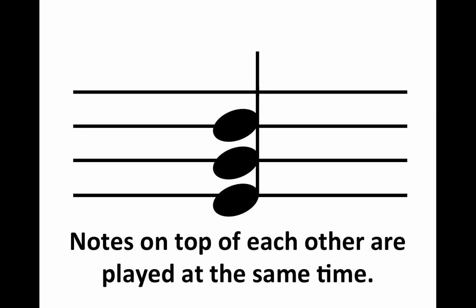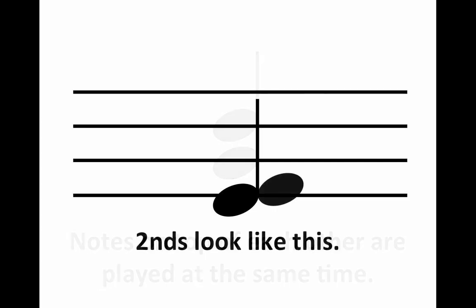Those three notes played together sound like that. A second looks like this, and it looks weird. You have one note smooshed out to the side, and that's because if you had them both facing the same direction, it would just look like a kind of smudge, and it would be really hard to tell what notes you were playing. So one note is set out to the side to make it easier to read.